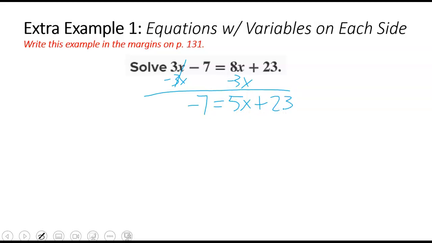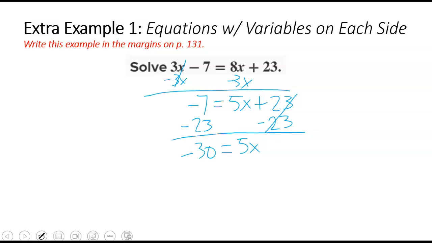Now instead of an equation with variables on both sides, we have an equation with a variable on only one side, and now it's just a two-step equation. Any questions on that? If you do have questions, just write them down in the margins so you remember to ask in class on Monday when we go over this. Our next step is to subtract 23 from both sides. Be careful with your computation. Negative 7 minus 23 is negative 30 equals, keeping things organized, 5x, and that cancels out.